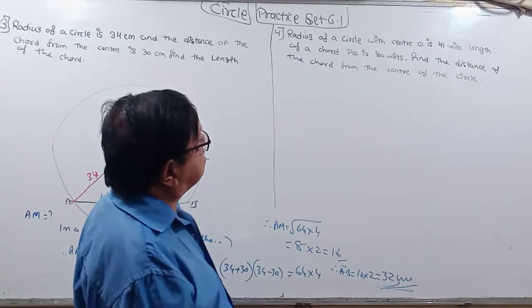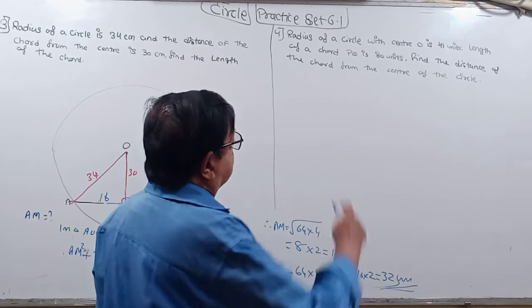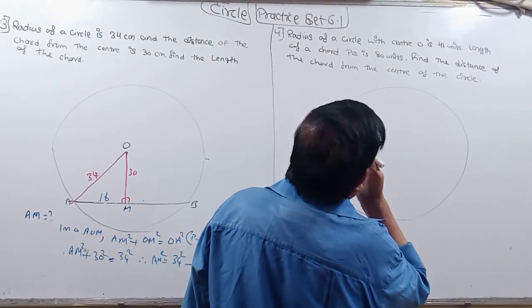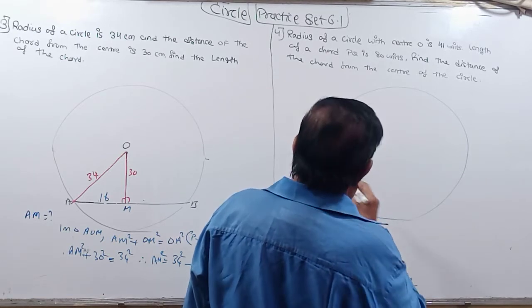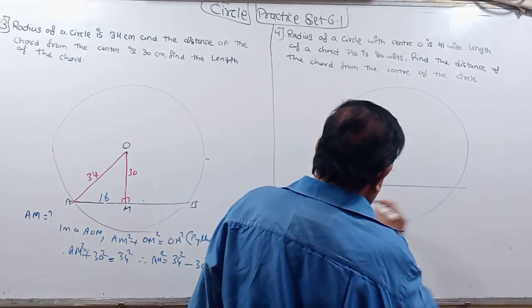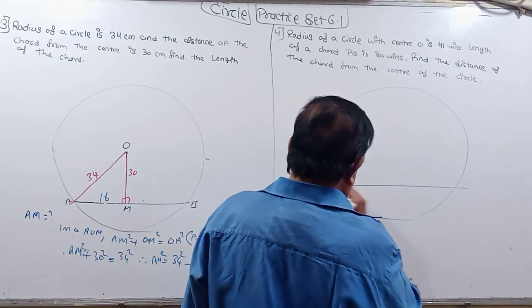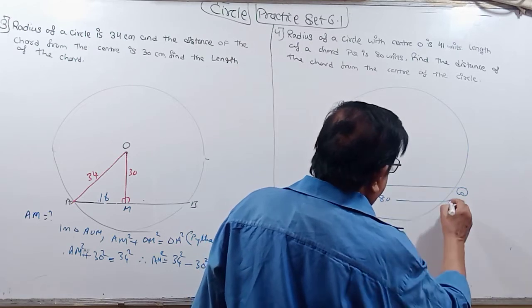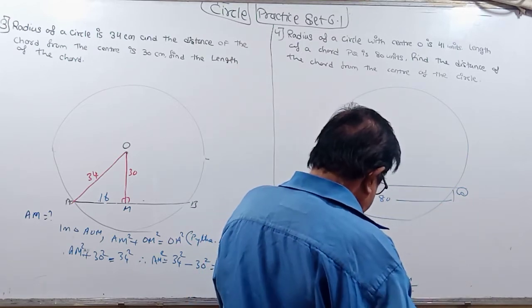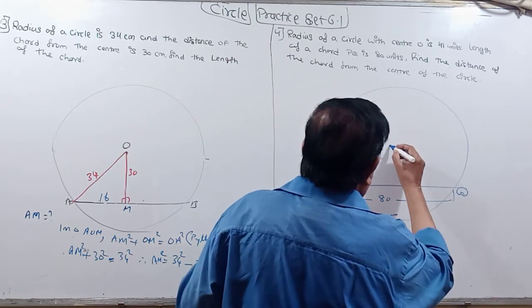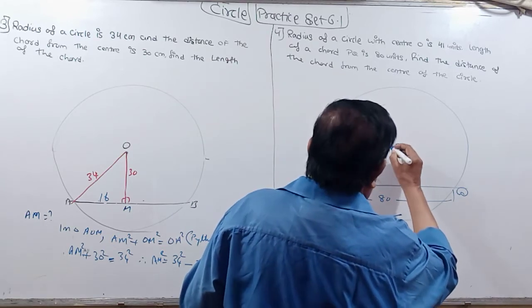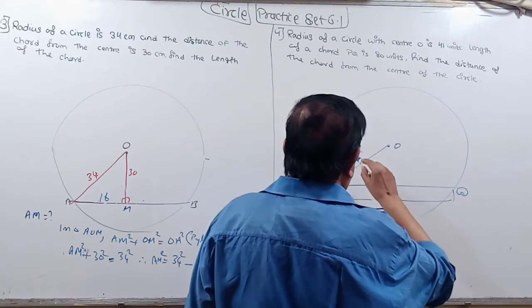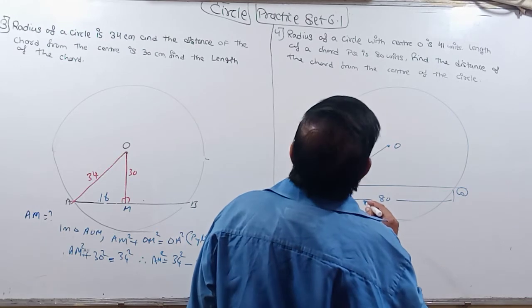The radius of the circle with center O is 41 units. So we draw it directly. Radius is 41. The length of the chord PQ is 80 units. This is 80. PQ is the chord. O is the center. Radius is 41. We need the distance of the chord from the center.